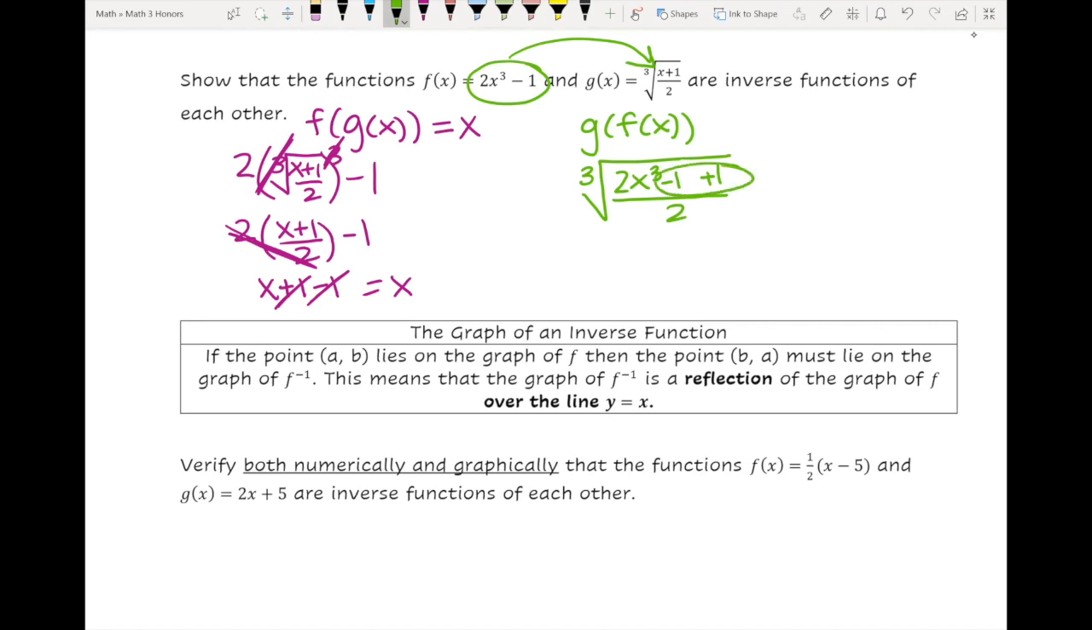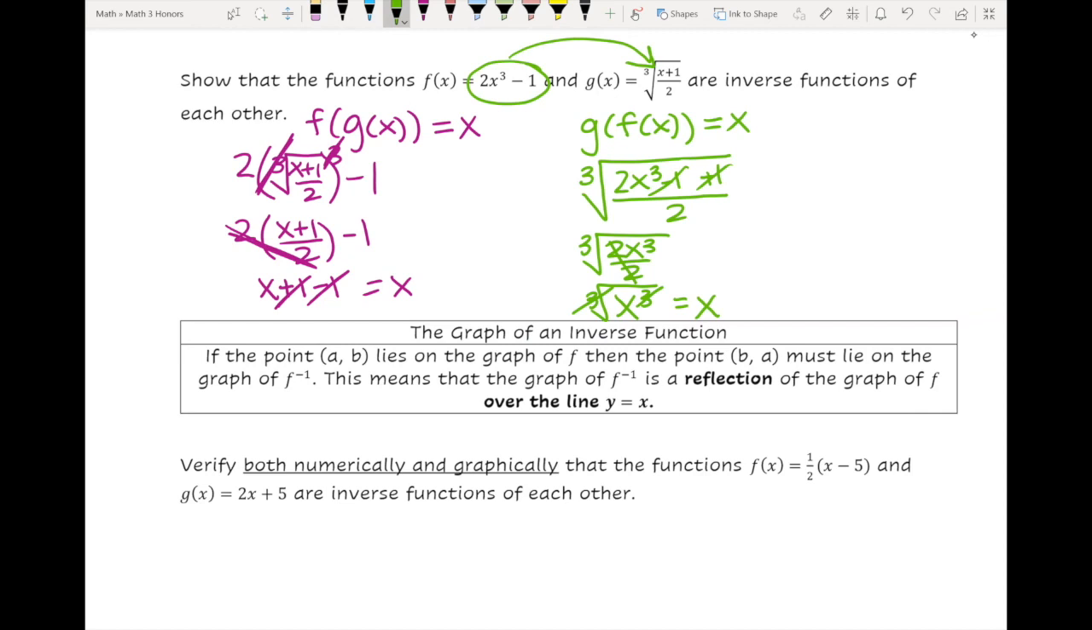I've got addition and subtraction, inverses. I've got plus 1, minus 1. So those are both gone. I'm down to the cube root of 2x cubed over 2. And then 2 over 2 also divides out to a 1. It's like a 1x cubed now. And the cube root of x cubed, inverses, they totally undo each other, so this equals x again. So these are inverse functions. Both f of g of x and g of f of x equal x.